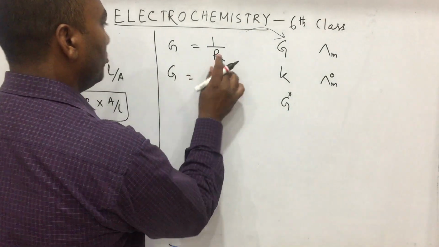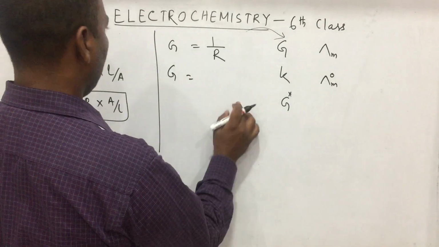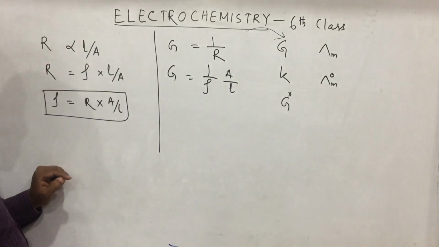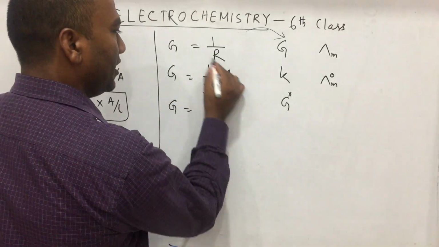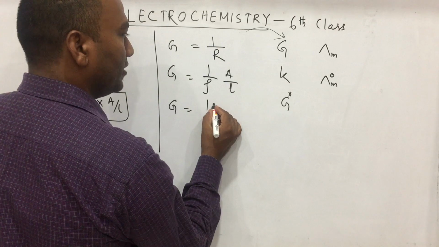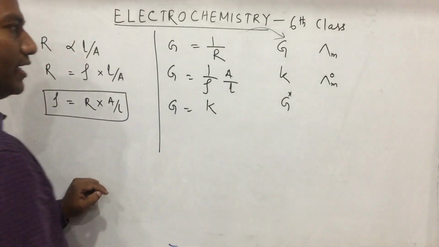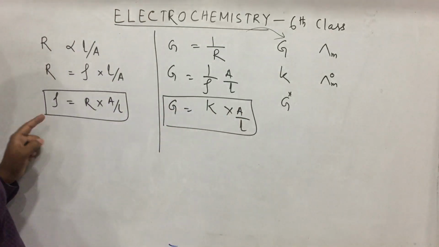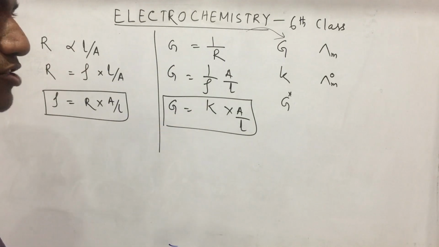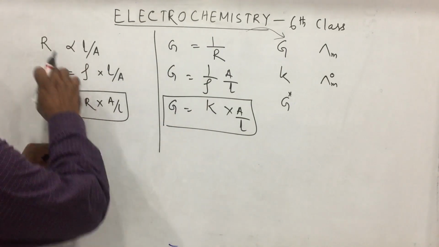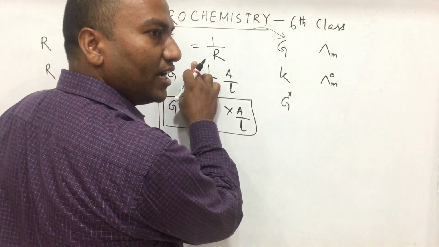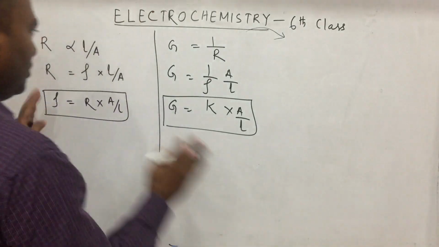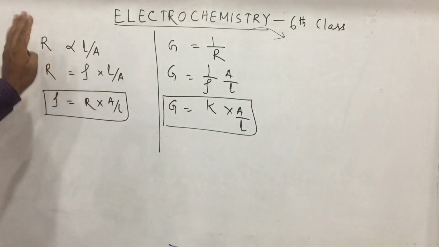So G equals 1 by R, and putting the value of R, which is rho into L by A, G equals 1 by rho into A by L. In place of 1 by rho we can write kappa, so G equals kappa into A by L. So rho is called resistivity and kappa is called conductivity. R is the resistance, G is the conductance. This is the difference and these are the definitions.